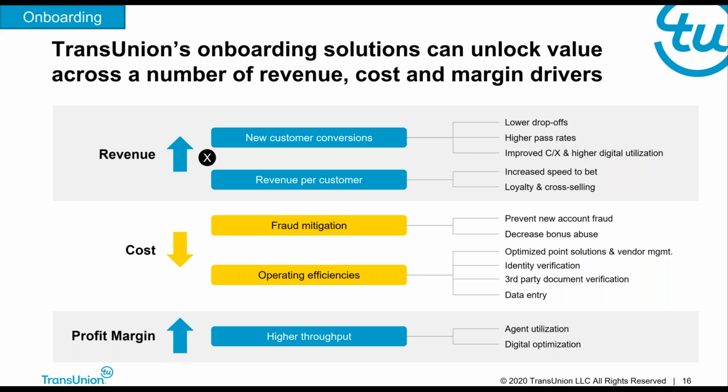So some of the operating efficiencies that can be gained here: optimizing your solutions, automating where possible for things such as identity verification or document verification. And then looking at your profit margins, just being able to get a higher throughput by those digital optimizations and agent utilizations.